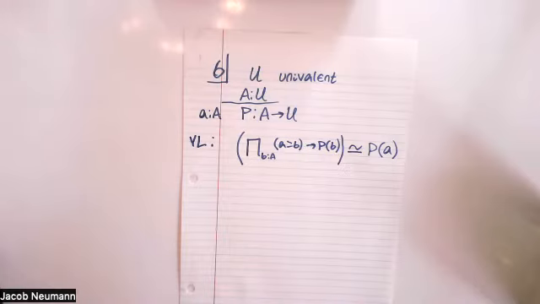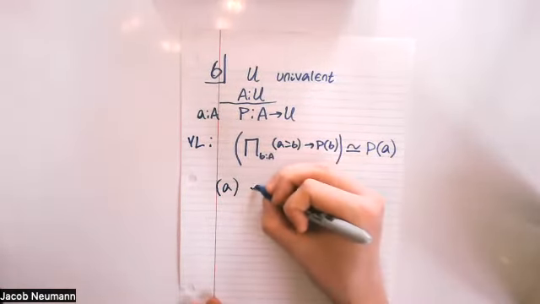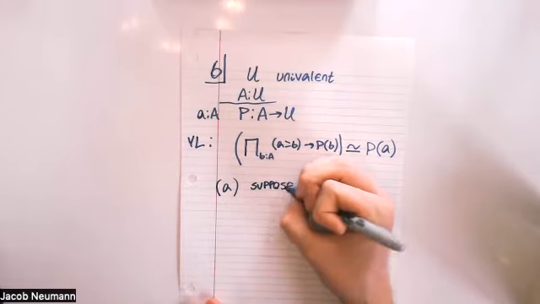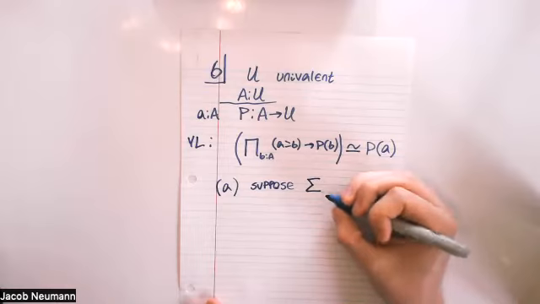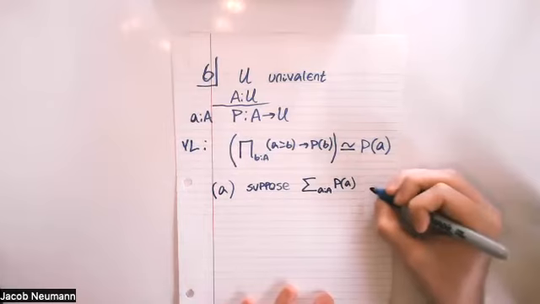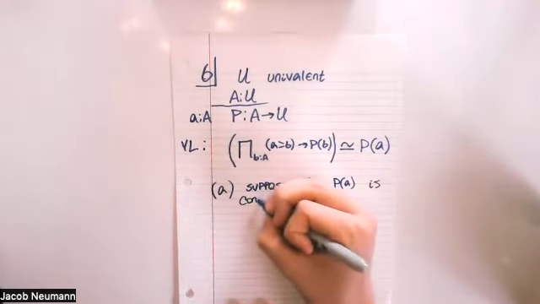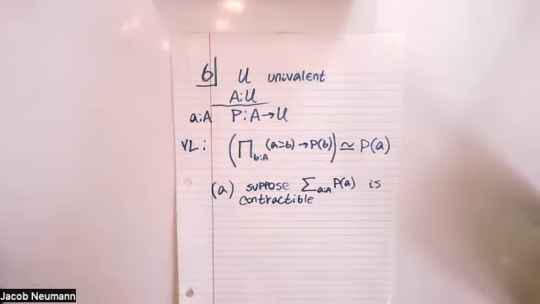Okay, so now part A. That's our setup. Part A says to suppose, and this is the key supposition, that this total type, the sum over a in A of P of a, is contractible. That's just our condition here. So there exists a unique a such that P of a, and a unique proof of P of a. So this is a contractible type.